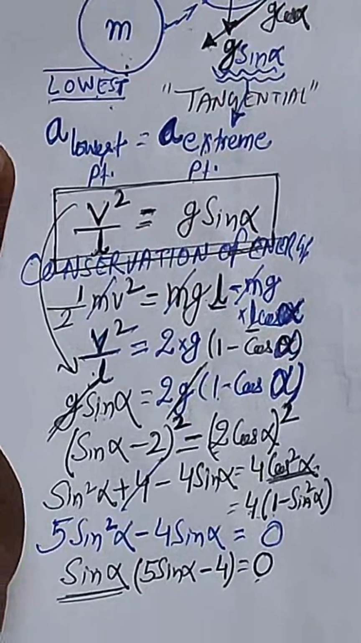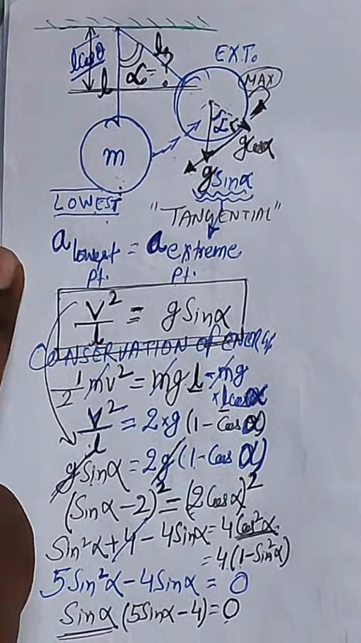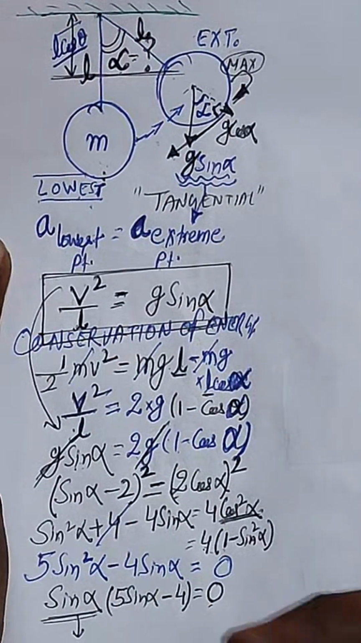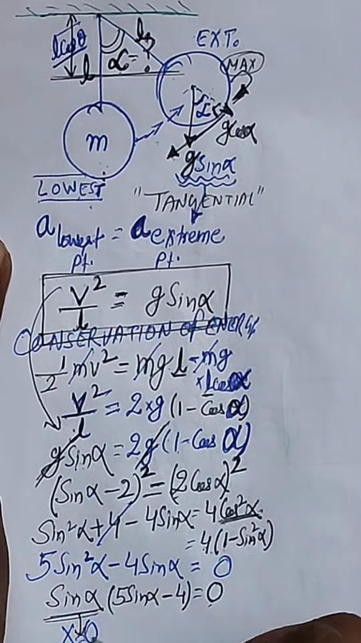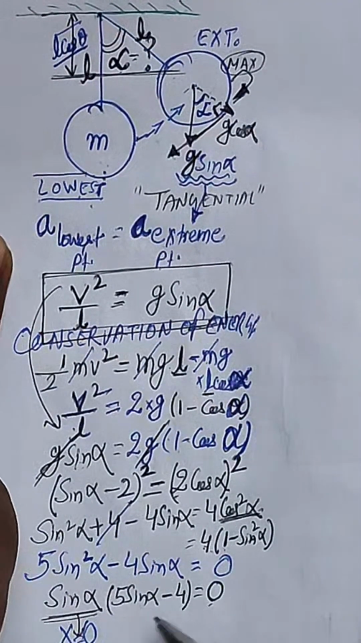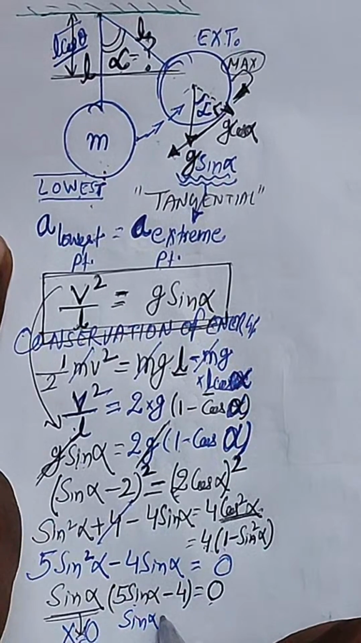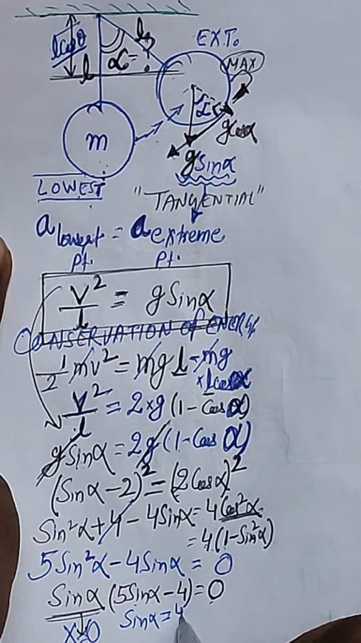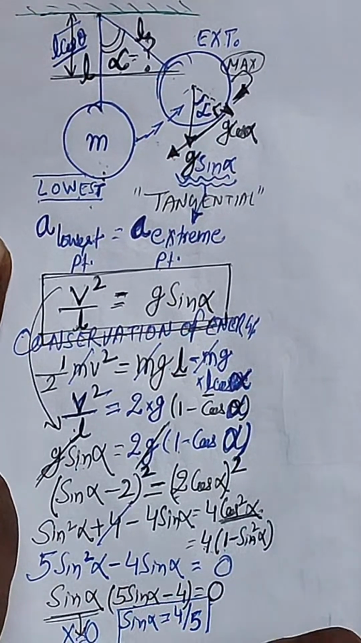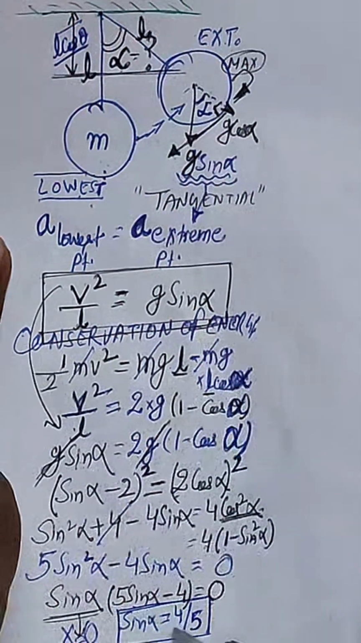But sin alpha cannot be equal to 0, because the angle of deflection is already there. So sin alpha cannot be 0, right? So next, from the second factor, sin alpha equals 4 by 5. This is the value for the deflection angle alpha: sin alpha is 4 by 5.